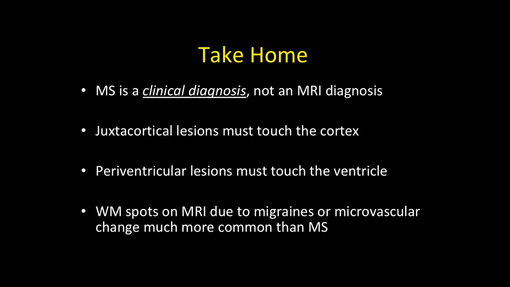So the take-home points, remember from part 1 and part 2: MS is a clinical diagnosis, not an MRI diagnosis. Juxtacortical lesions need to touch the cortex, same as periventricular lesions need to touch the ventricle. And white matter spots on MRI due to small vessel chronic ischemic changes and migraines are far more prevalent than white matter changes of MS in the general population.